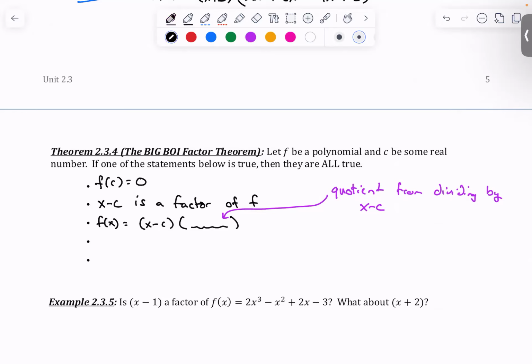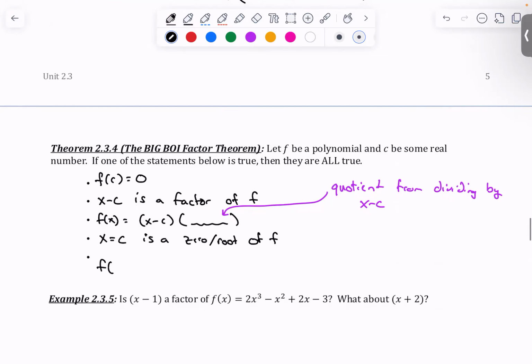Then another thing is that you know that x equals c is a 0 or root of f. Now that one is just by definition, right? So I'm combining a bunch of theorems and definitions into one big boy theorem. And so if f of c is equal to 0, by definition, that means that x equals c is a root. And then the last one, least important, is that f of x divided by x minus c has remainder 0.